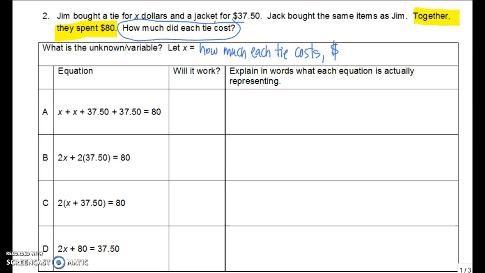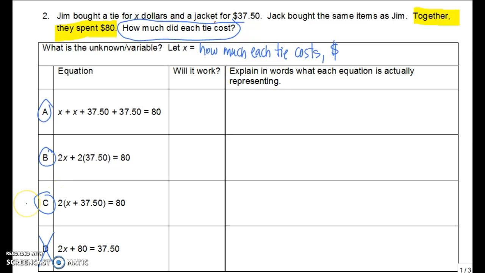All right, of these 4 equations, please X out the ones that don't say they spent $80. And circle the ones that say they do. All right, the only one that doesn't say they spent $80 is D. The rest of them say they do.